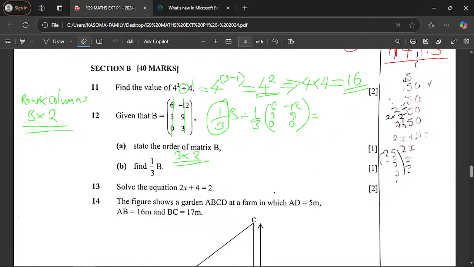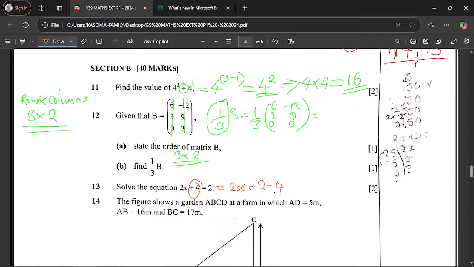Okay, we come to question 13. Solve the equation 2x + 4 = 2. So what we can do here is move the 4 across the equal sign. So I've got 2x, and the positive 4 crosses the equal sign, then it becomes -4.